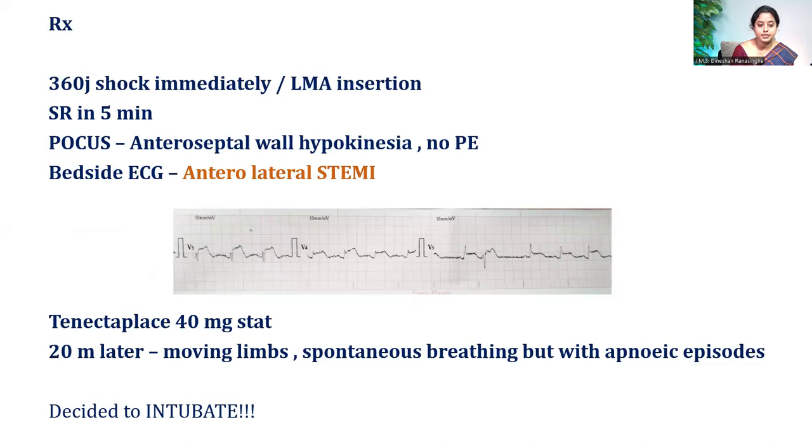So, point of care ultrasound: we did a bedside scan and found anteroseptal wall hypokinesia. That means some part of the cardiac wall is not functioning as normal. But we couldn't find any pericardial effusion or any wall rupture. The bedside echo showed an anteroseptal STEMI. So that is a reversible cause for this cardiac arrest, and we treated immediately with tenecteplase.